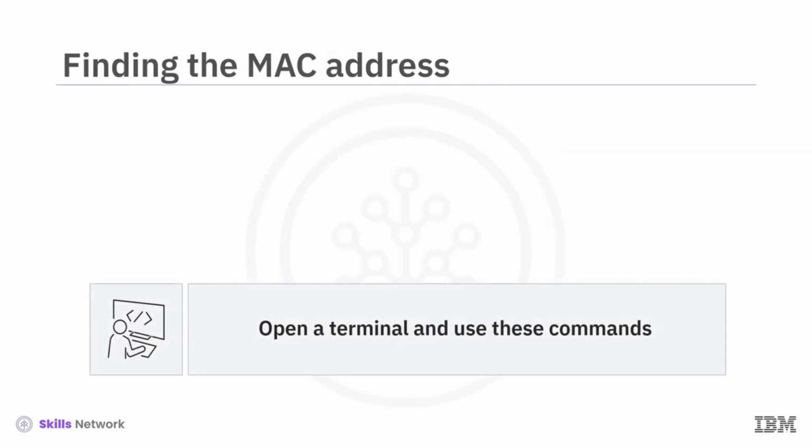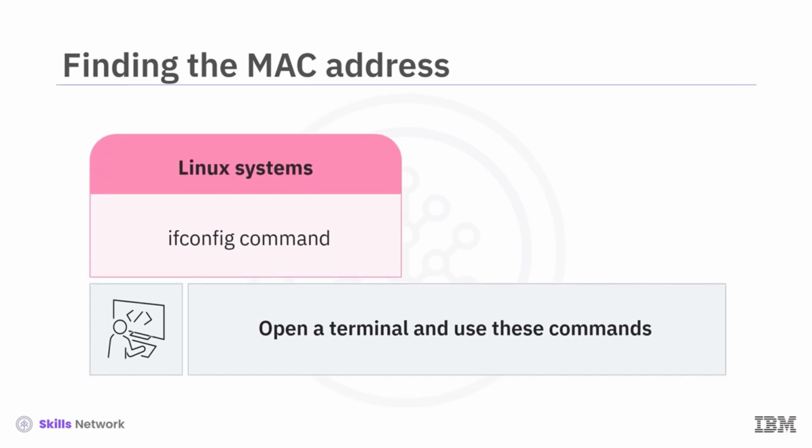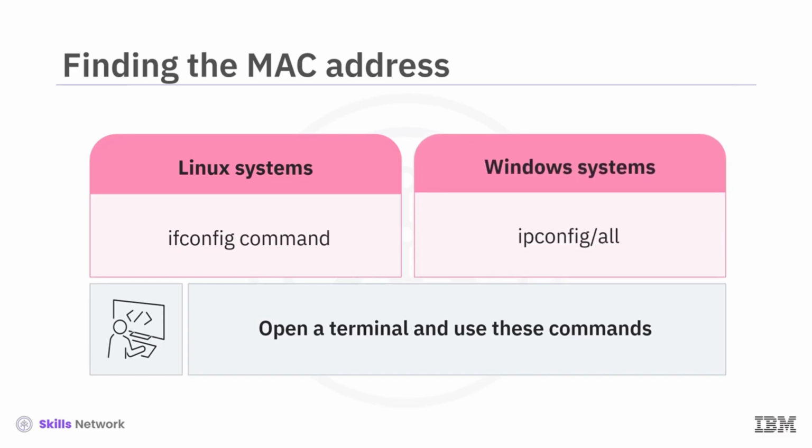To see your computer's MAC address, open a terminal or command prompt window. On Linux systems, run the ifconfig command. Similarly, on Windows systems, run ipconfig /all, and the physical address is listed among the many other parameters and addresses.